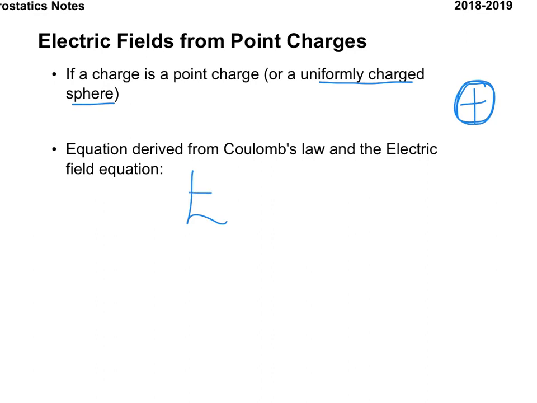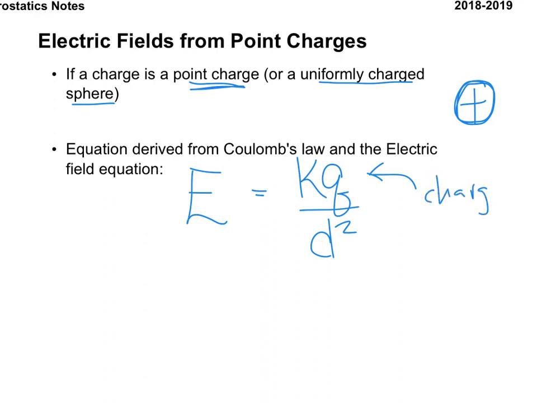Our electric field for a spherically symmetric system or a point charge is equal to K times Q, all divided by D squared. Notice that all we've done is we've chopped out one of the charges from our Coulomb's law. This Q here is the charge that's producing the field.